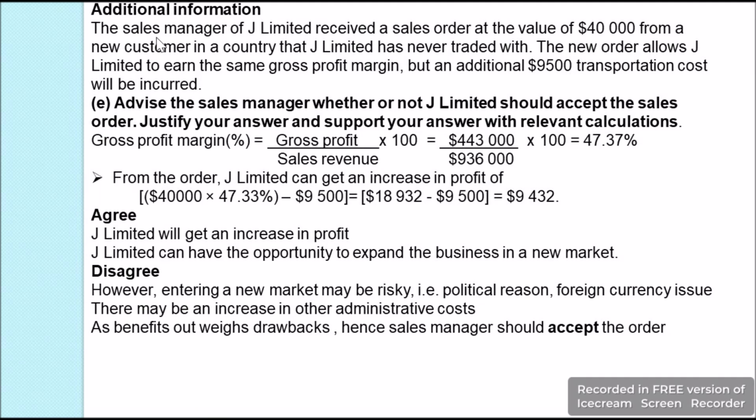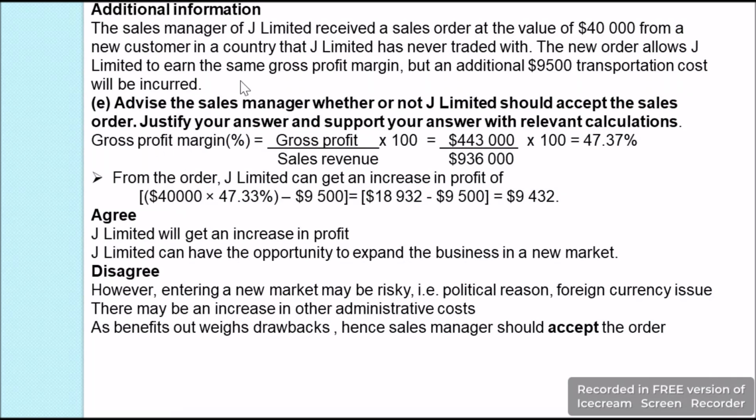Furthermore, additional information is provided which says that the sales manager of J Limited received a sales order at the value of $40,000 from a new customer in a country that J Limited had never traded with. The new order allows J Limited to earn the same gross profit margin, but an additional $9,500 transportation cost will be incurred. In the last part of the question, we are asked to advise the sales manager whether or not J Limited should accept the sales order, and we have to justify our answer with relevant calculations.